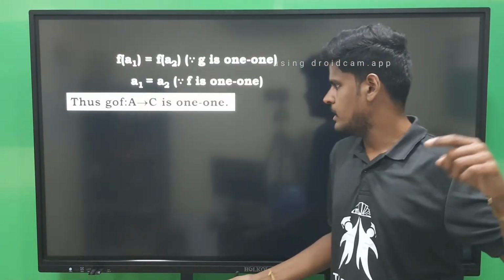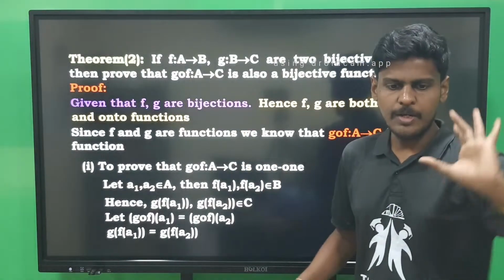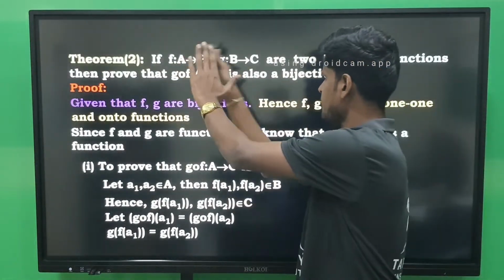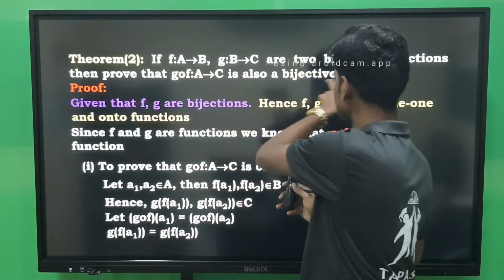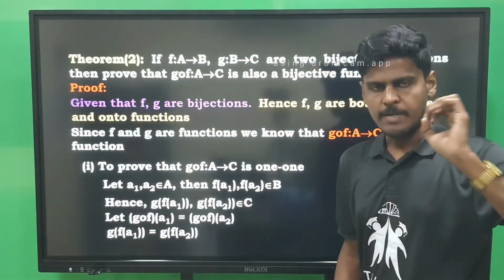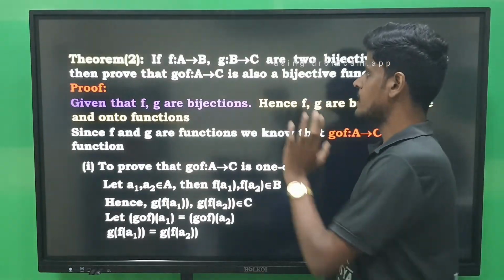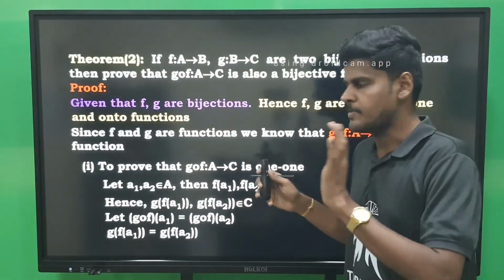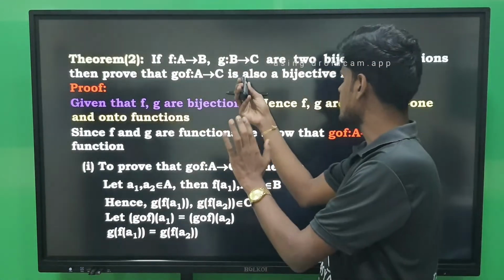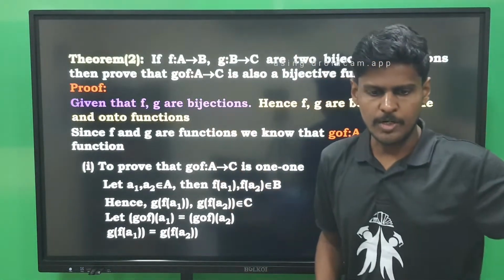How do we determine this? Again, I will tell the procedure. What we need to prove, I will explain in short. f and g are two bijective functions. Then we need to prove g of f is also a bijective function. That means first we have to be clear in our mind what we need to prove. What is the condition for a bijective function? It should be 1 to 1 as well as onto. Now if this function is bijective, that means g of f is a 1 to 1 function.